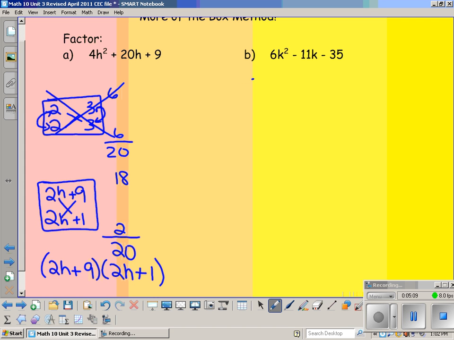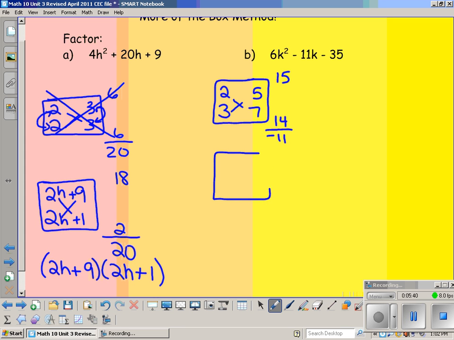Let's try another one. Possible factors of 6 would be 2 and 3, or 6 and 1. So I'm going to try the 2 and the 3. Possible factors of 35 are 5 and 7. Now, because they're different numbers, we may not write them in the right order the first time. Just pick a combination and go from there and see if it will work. We get 15 and 14. That is not going to give us negative 11. Instead of trying a different set of factors, let's switch our order and see if it will make a difference.